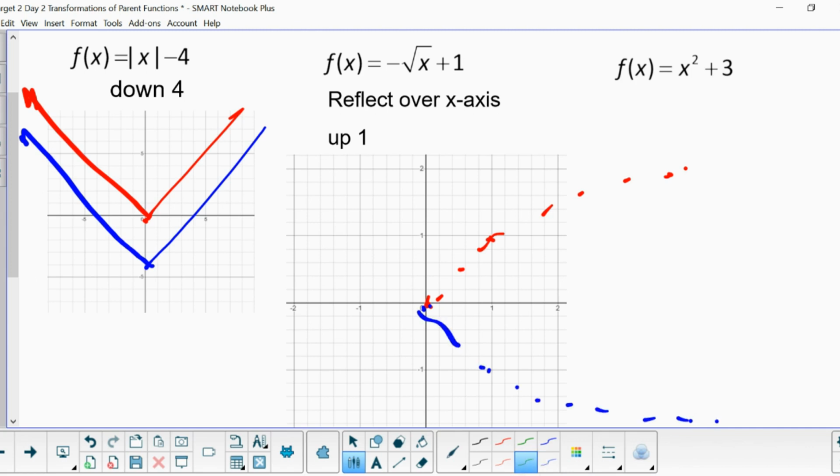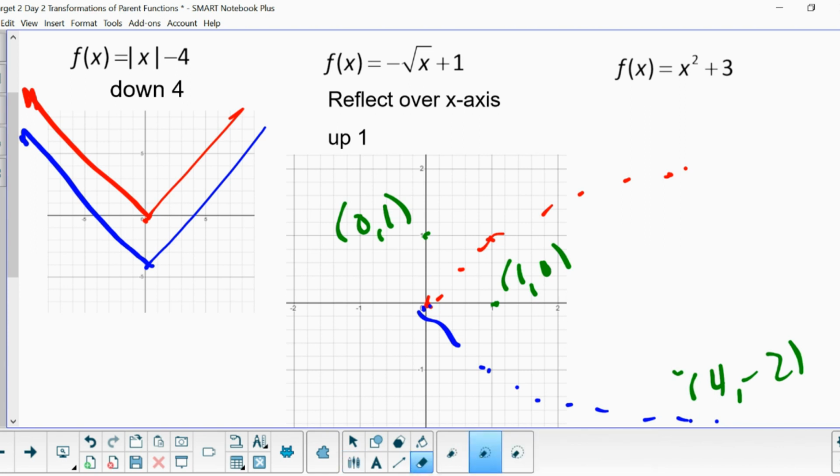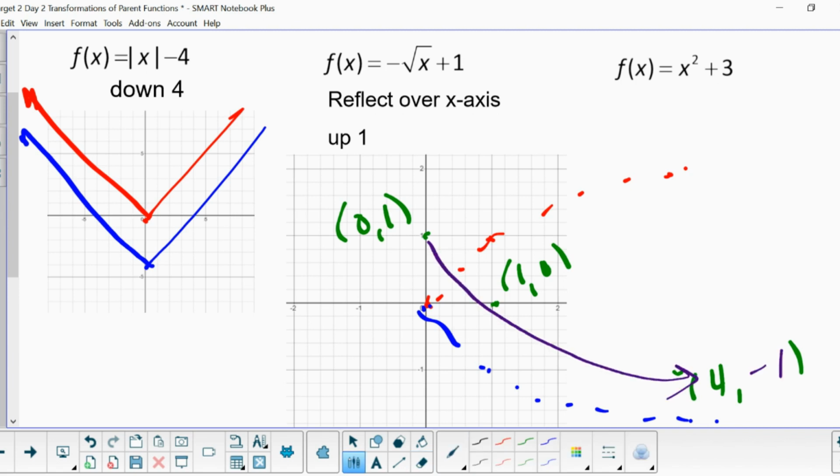And then the final thing you're going to do is shift the whole thing up 1. So this 0, 0 is going to be at 0, 1. The 1, negative 1 is going to go to 1, 0. And then this one out here is at 4, negative 2, and it's therefore going to be at 4, negative 1. Let me erase that. So it's going to move to 4, negative 1. Okay. I'm going to move this guy down.